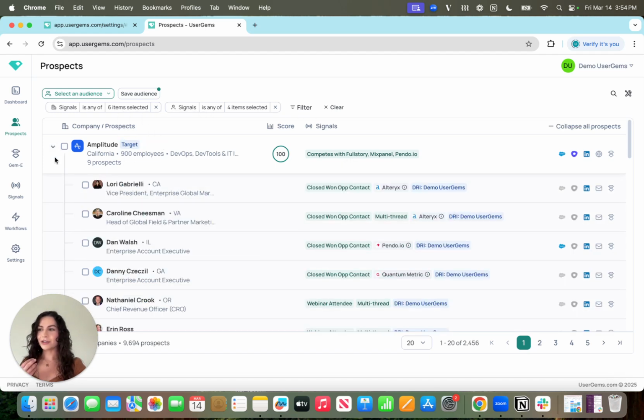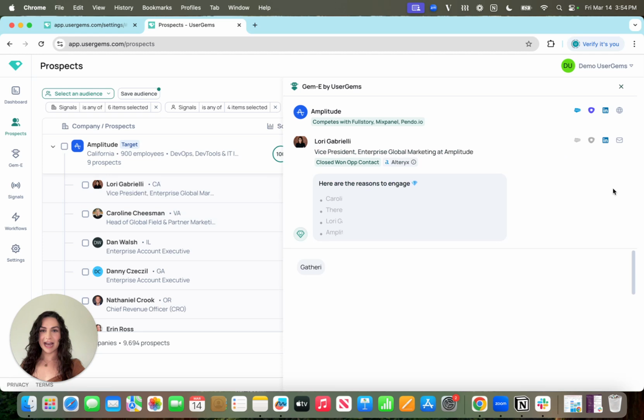And then you'll notice that UserGems has also identified and prioritized all of the contacts at the account that have the highest chance of converting. So we'll take this example of Lori, who is a VP of Enterprise Global Marketing at Amplitude, a typical buyer for us. We'll see she's a past closed one-op contact.